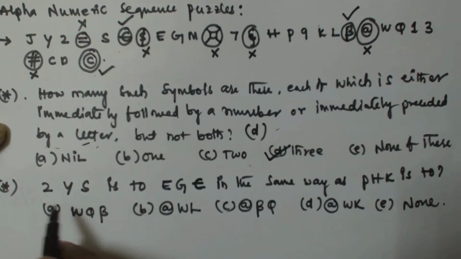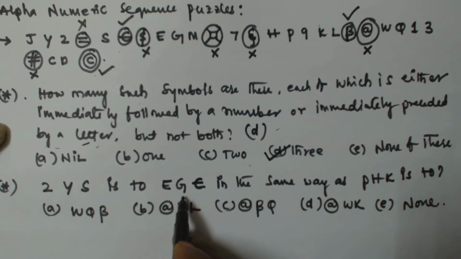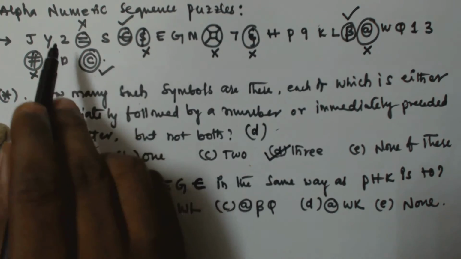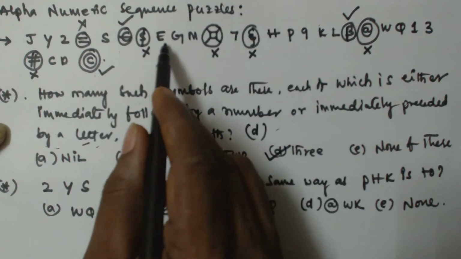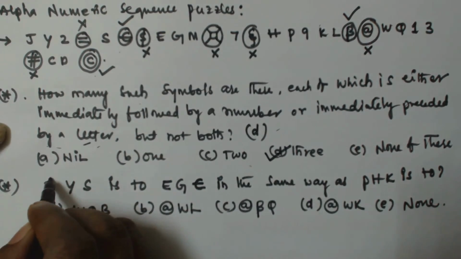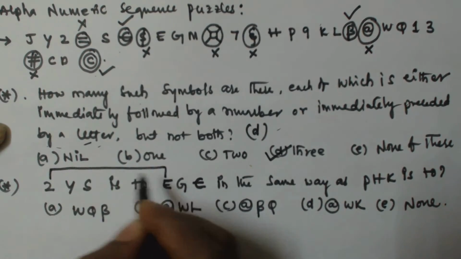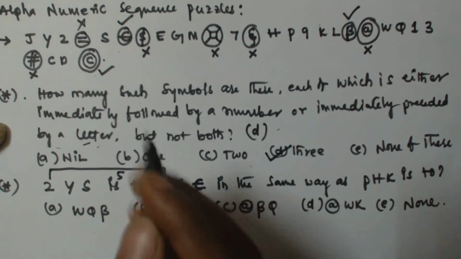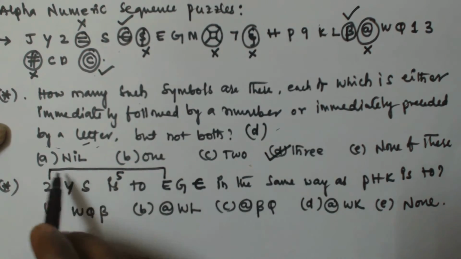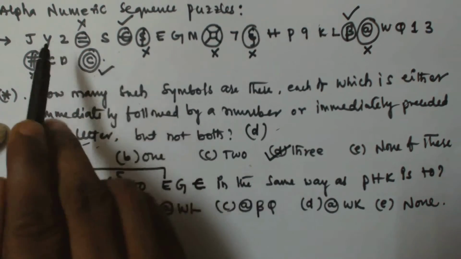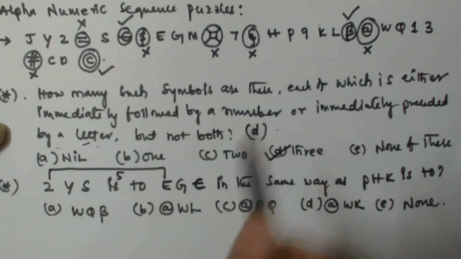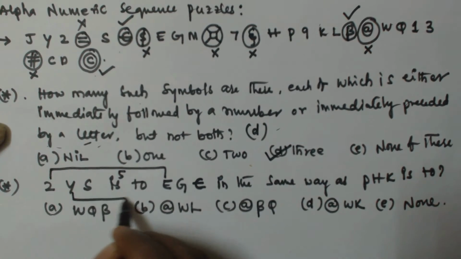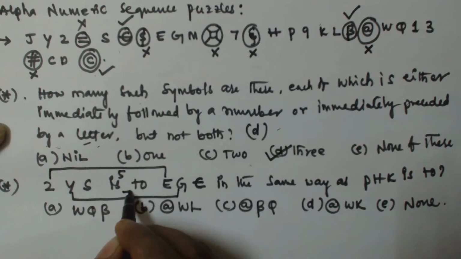Okay. And next one is 2YS is to EG euro. Right. So 2 is here. 1, 2, 3, 4, 5. So after 5 we are getting from 2 to E. So there are 5 steps we have to take. From Y to G, from Y is here 1, 2, 3, 4, 5, 6, 7 steps. So from Y to G we have to take 7 steps, right?